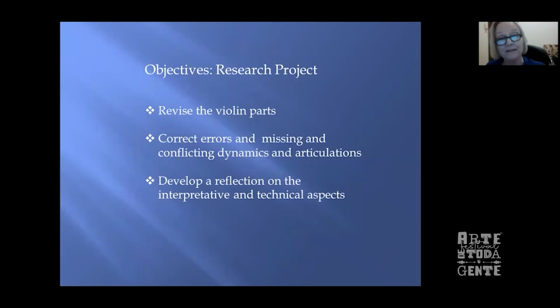The objectives of my research projects are to revise the first and second violin parts by correcting errors of wrong and absent notes and rhythms, and also to find missing and conflicting dynamics and articulations. After this, I will develop a reflection on interpretative and technical aspects of the two works. This will be presented in the format of a handbook to help orchestral violinists, students, and conductors.